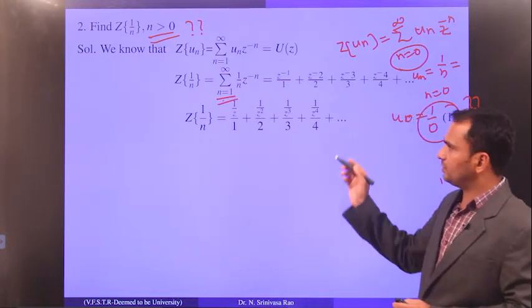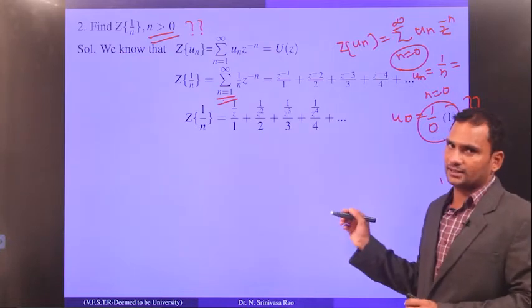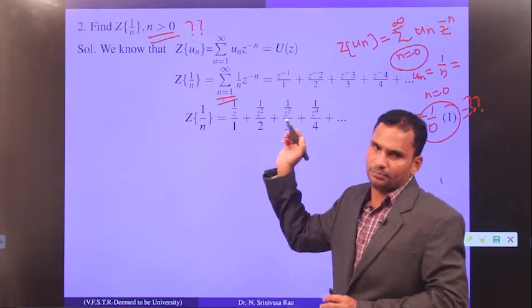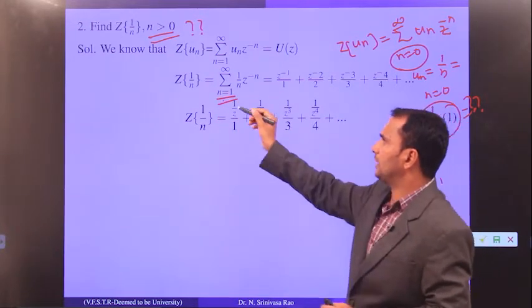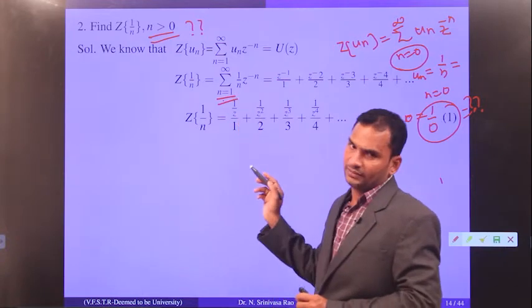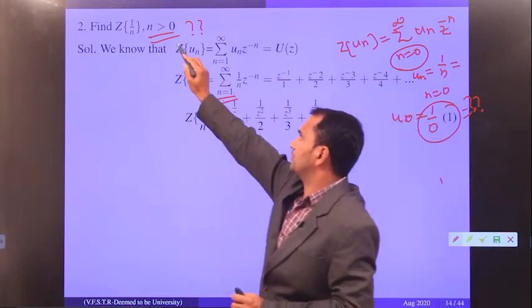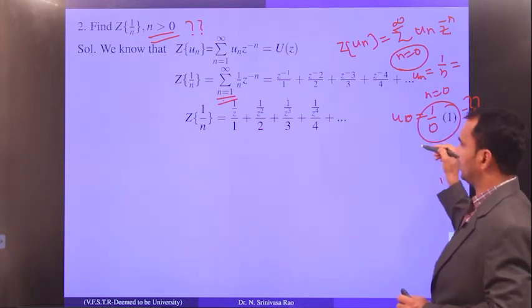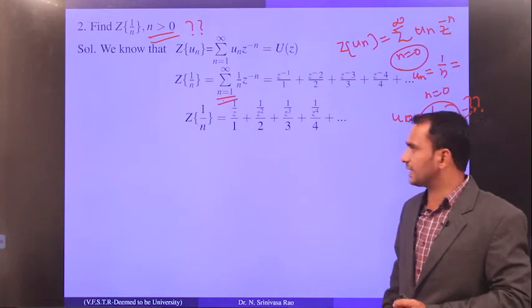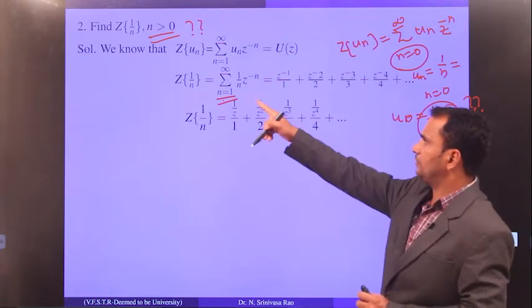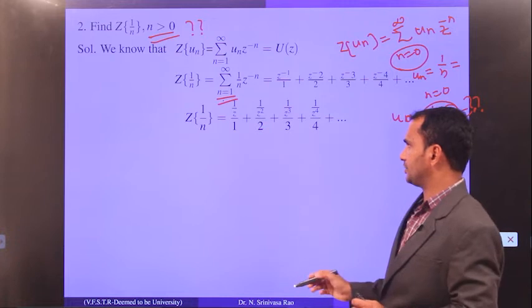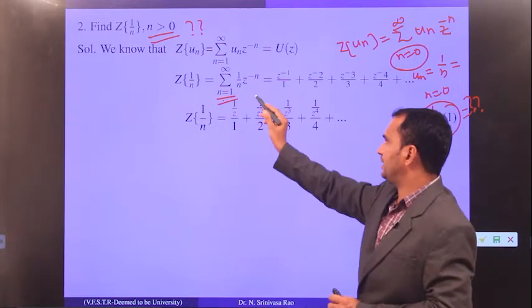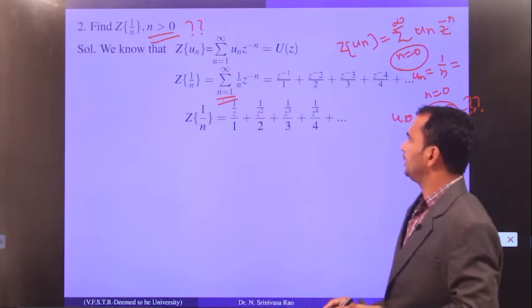In all the previous examples, remember the difference, we had n running from 0 to infinity, but this is the only example where we have to run n from 1 to infinity. Why? Because if n equals 0, 1 by 0 is undefined, so we cannot find the z transform of the given sequence. That is why it should be n equals 1 to infinity. Therefore z of 1 by n is sigma n equals 1 to infinity of 1 by n into z to the power minus n.